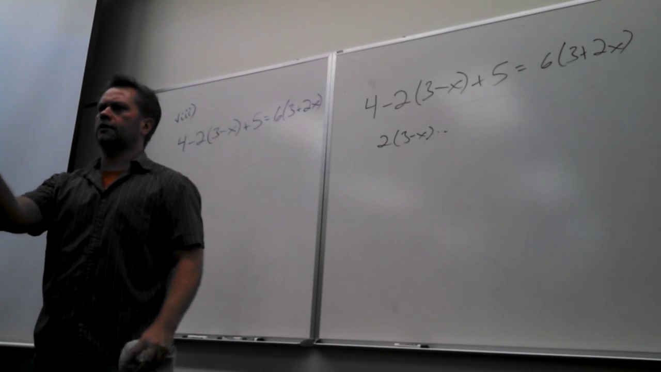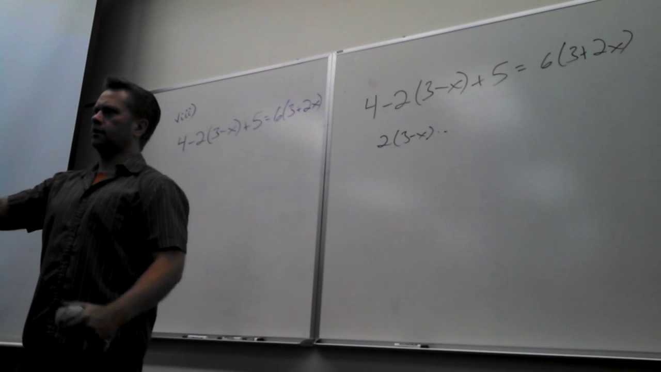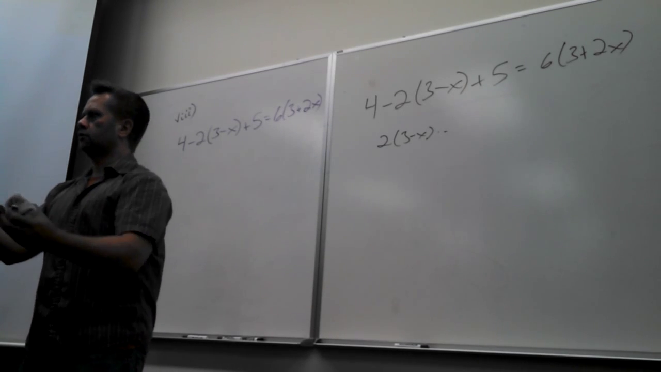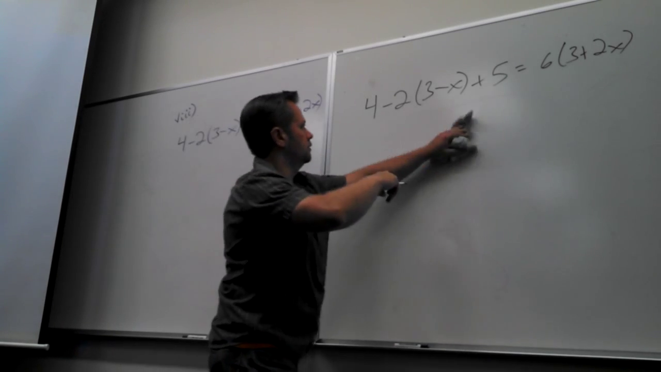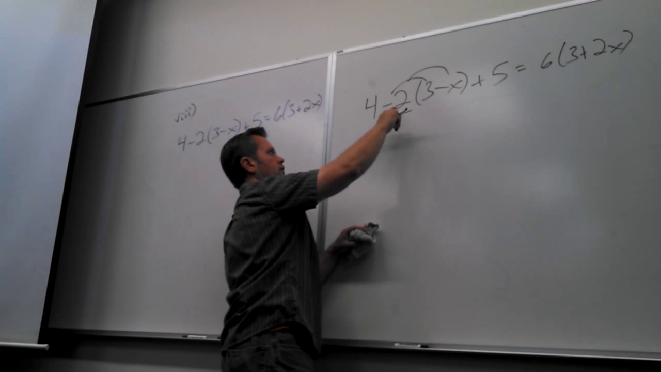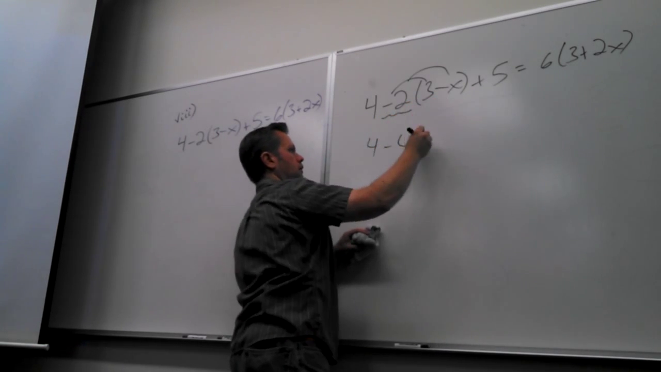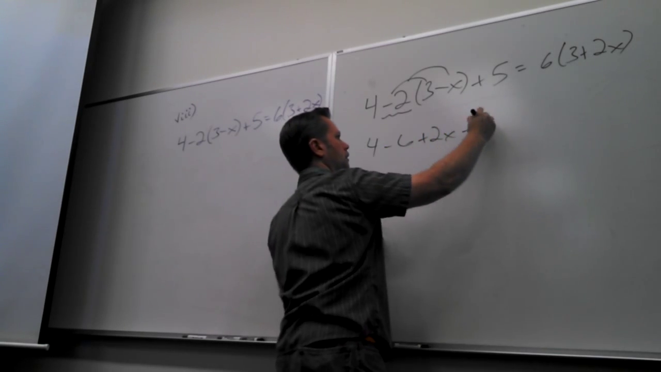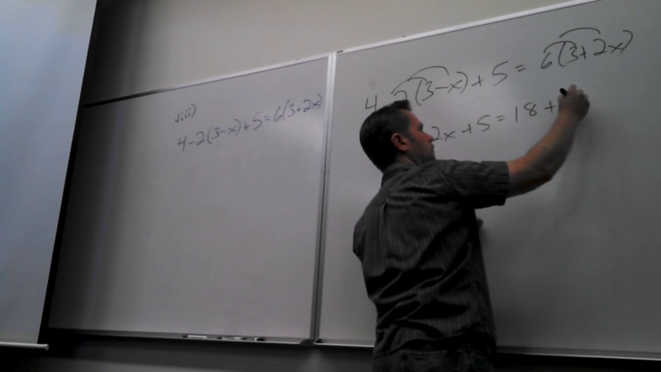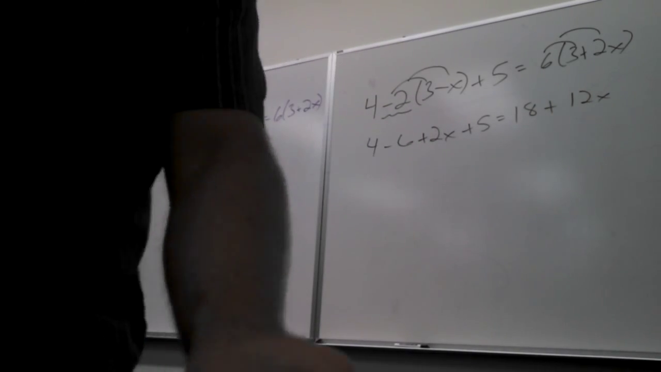So don't think that PEMDAS is just in the first section and then it's never there. PEMDAS is forever. It's like the underlying grammar of math. If you do that wrong, you're speaking gibberish. So I've got to distribute -2 through here. So what do I get there? 4 minus 6 plus 2x plus 5 equals 18 plus 12x. Good.